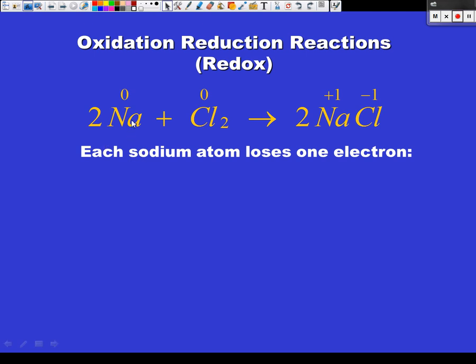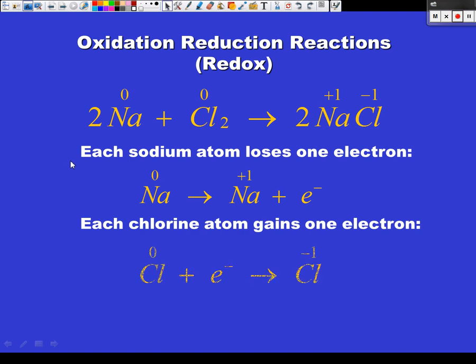Do you agree that sodium is a 0? Chlorine is a 0. Sodium went from 0 to 1. Is that up or down? Up. Chlorine went from 0 to negative 1. Is that up or down? Down. So chlorine went down, so it's what? Reduction, so that means sodium is oxidation.